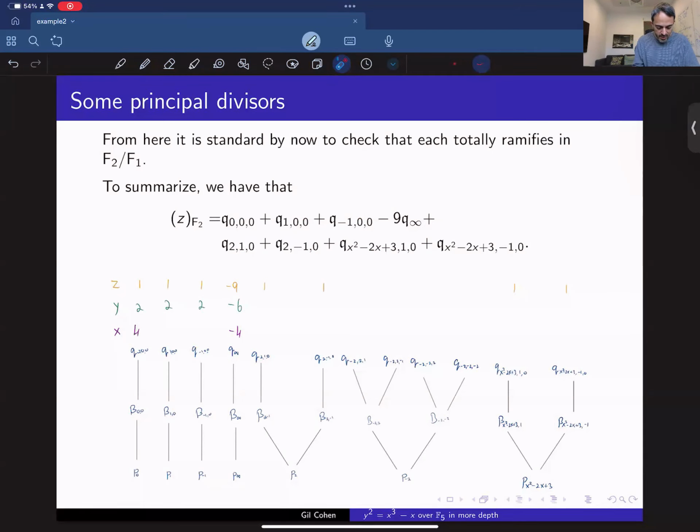And here I wrote down the principal divisors. So for example, the principal divisor of X is very simple. You have 4 zeros at 0, and 4 poles at infinity. Y has more interesting behavior. It also has zeros at 1 and -1. And Z has a kind of weird zero-pole pattern. All the poles are at infinity, with multiplicity 9. And then you have 2 more zeros here and 2 non-rational zeros here.